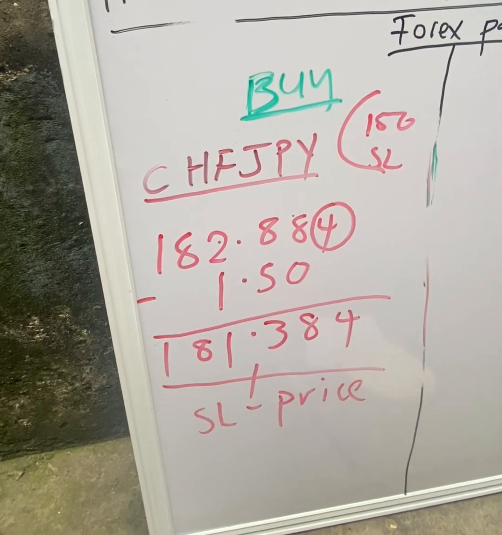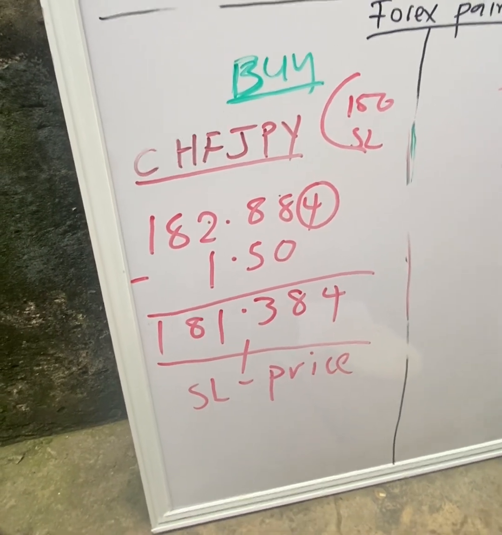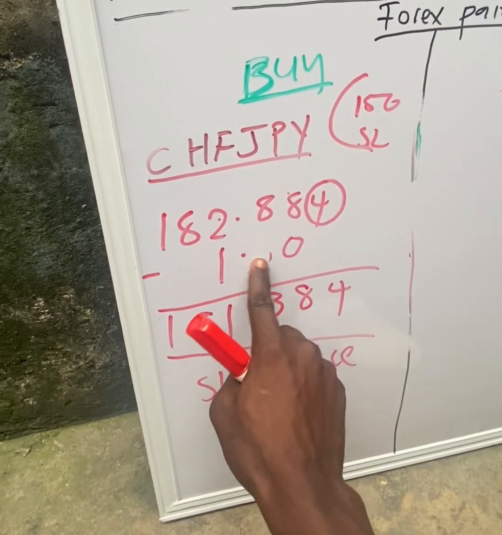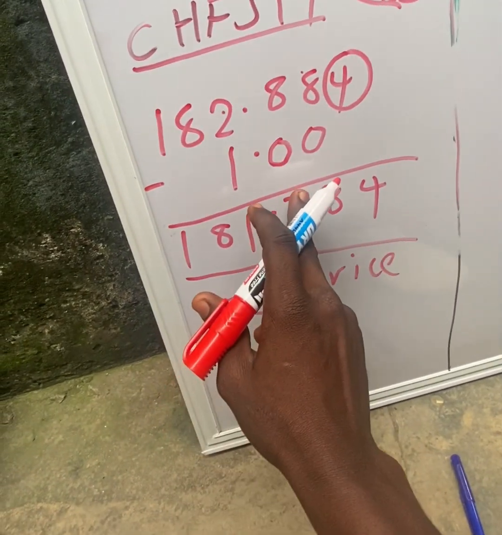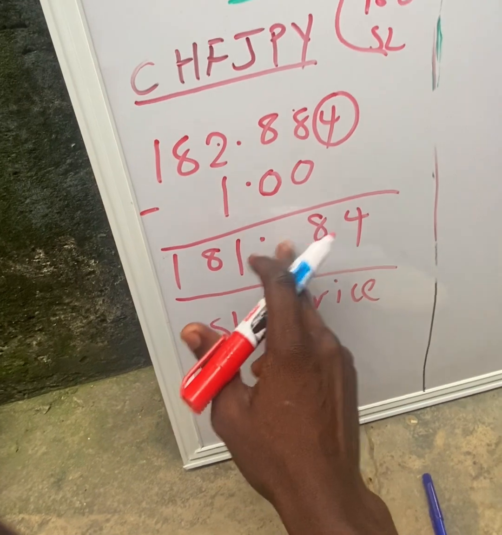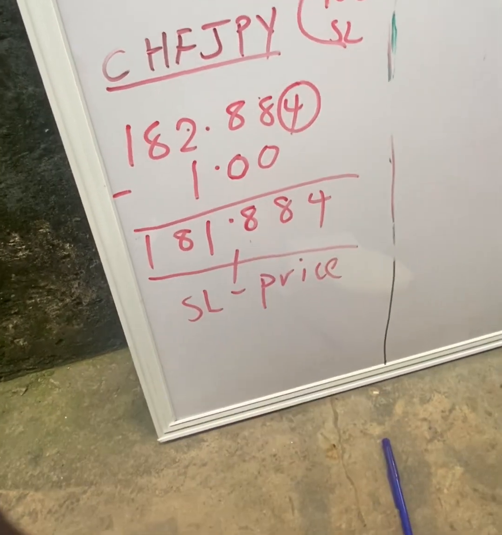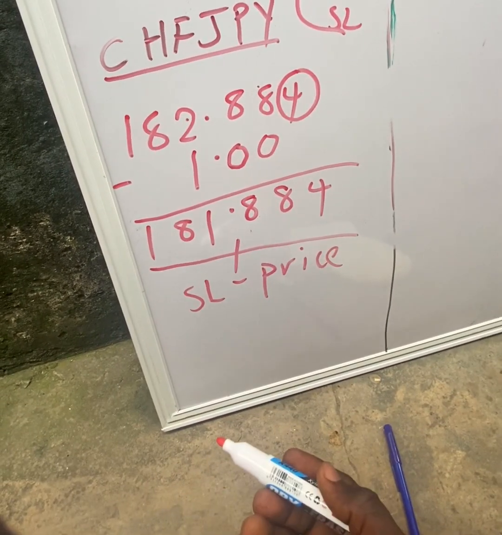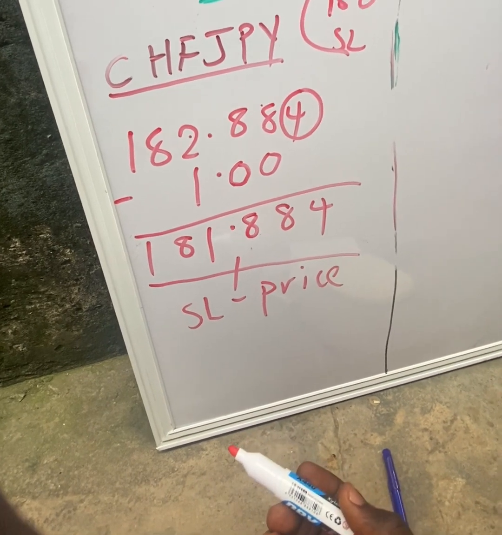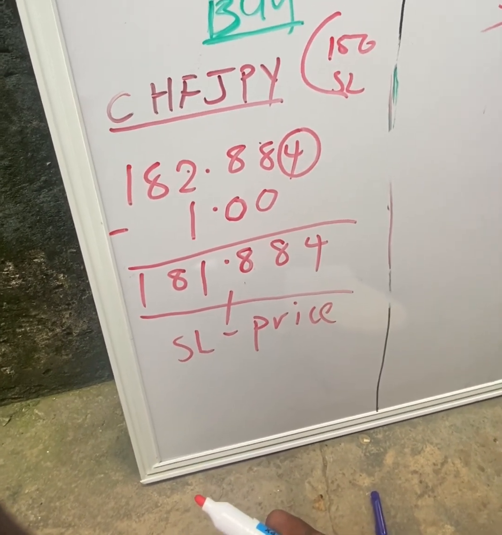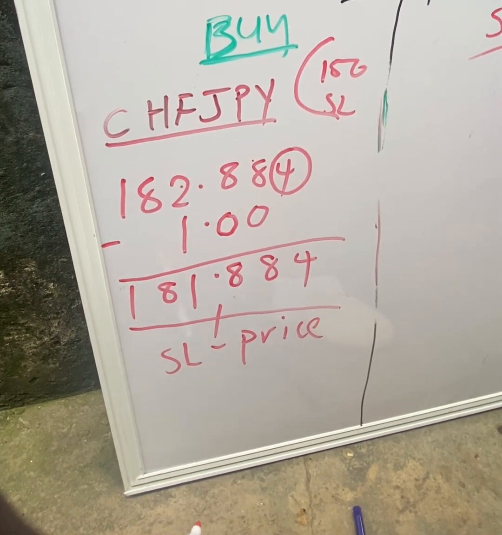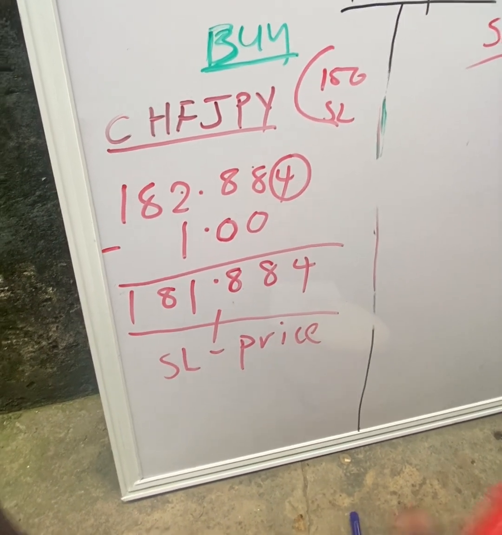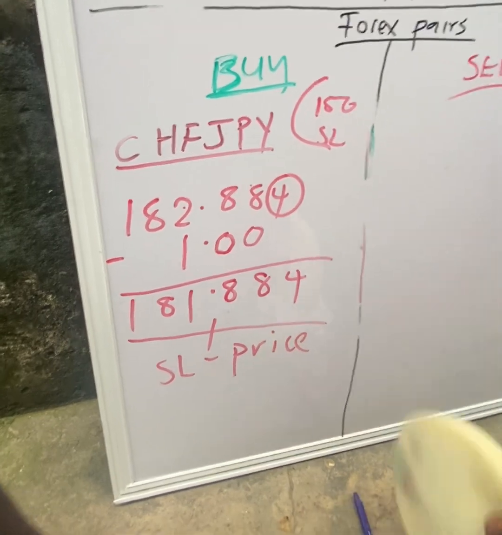Do you understand that, guys? If we have 100 pips, same process. You just have to put 0 here, then we have to put 8 here. You can see it's the same thing. You just have to be very careful whenever you're dealing with the JPY pairs, so you won't make mistakes. Okay, so that's it for the buy.